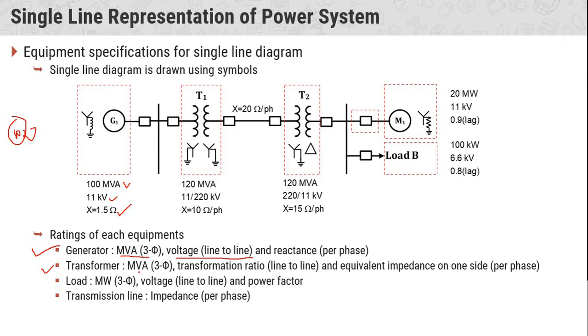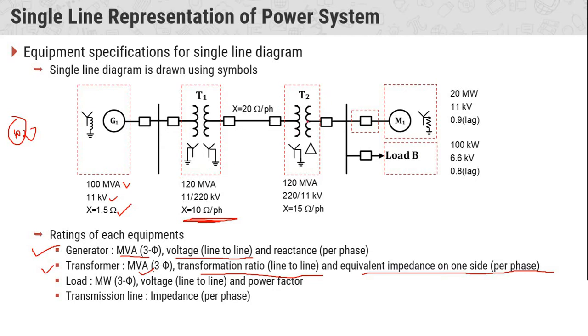The transformer specification given is the three-phase MVA. The transformation ratio means the line to line voltage. It is 11 by 220, meaning the primary side voltage is 11 kV and the secondary side voltage is 220 kV, and the equivalent impedance on one side per phase. This equivalent impedance Z is equal to 10 ohm per phase. These are the transformer specifications.